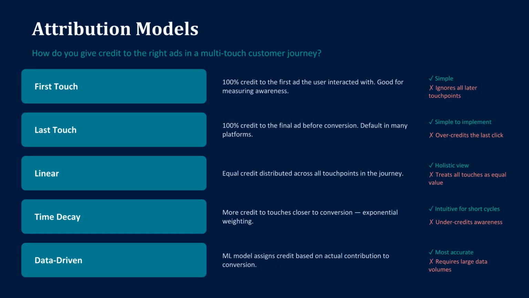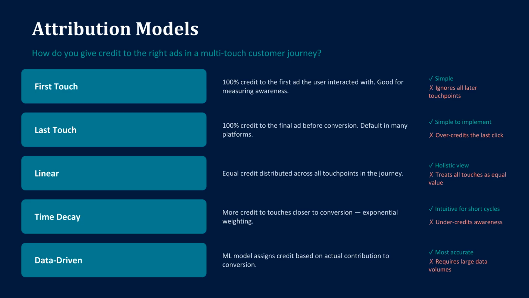Attribution is one of the hardest problems in digital advertising. The right model depends on your business. First-touch attribution gives all the credit to the first interaction. Last-touch attribution gives all the credit to the final interaction before conversion. Linear attribution distributes credit equally across all touchpoints.